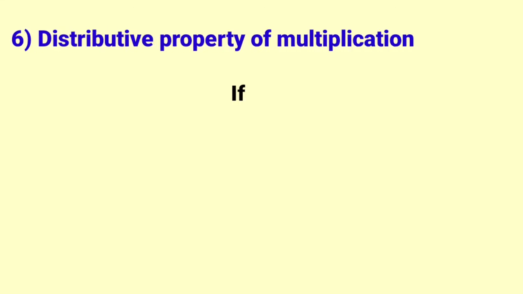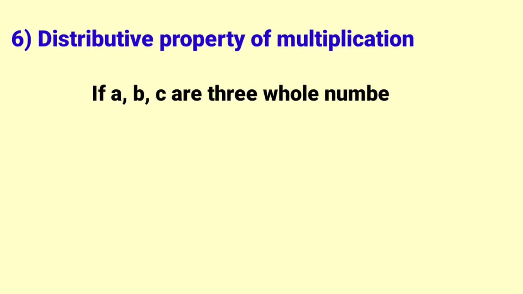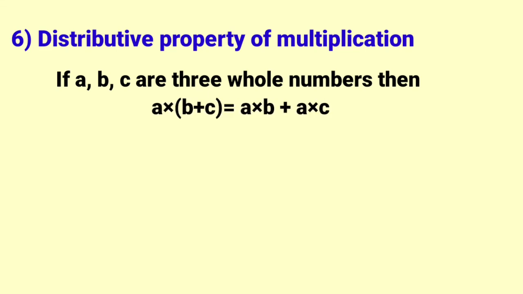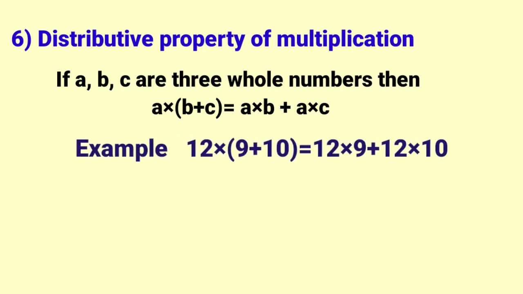Next property, distributive property of multiplication. If A, B and C are three whole numbers, then A multiplied by (B plus C) is equal to A multiplied by B plus A multiplied by C. Let's see one example here. 12 multiplied by (9 plus 10). Now here the number which is outside the bracket, 12, will be multiplied first by the number which is inside the bracket, 9, and then again it is multiplied by the second number, 10.